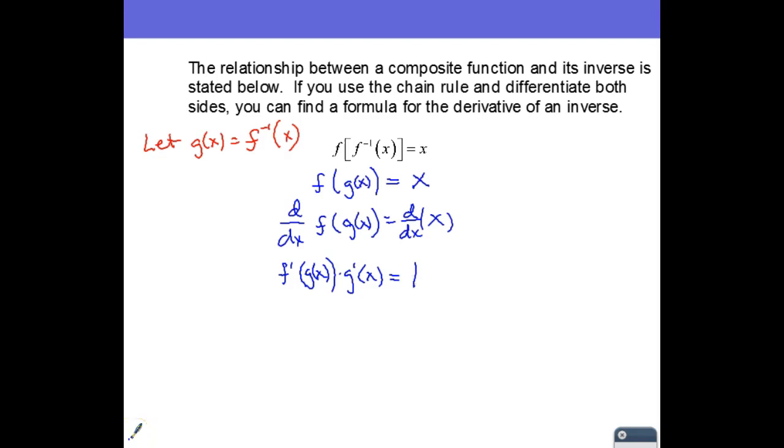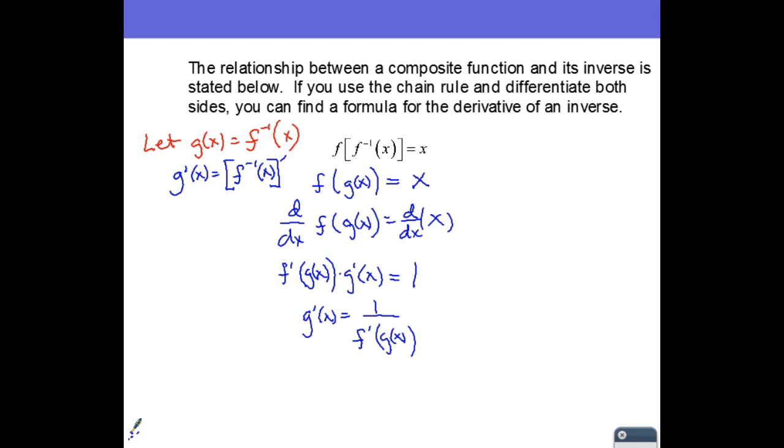So now we can solve this for g prime of x. And so we get 1 over f prime of g of x. Now I want to go back to my original substitution, and here if we differentiate both sides, we get g prime of x is equal to f inverse of x, primed. And that's actually what we're looking for.